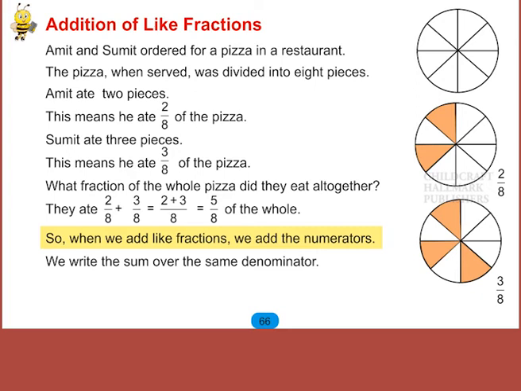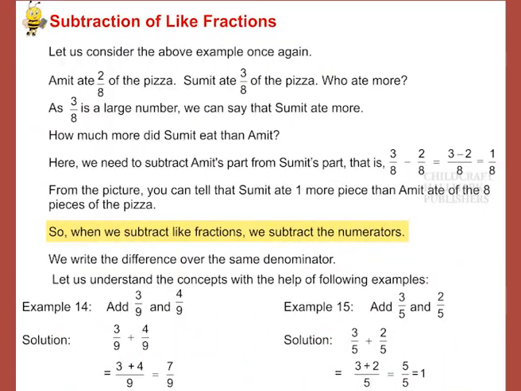They ate 2/8 + 3/8 = (2+3)/8 = 5/8 of the whole. So, when we add like fractions, we add the numerators. We write the sum over the same denominator. Subtraction of like fractions. Let's consider the above example once again.